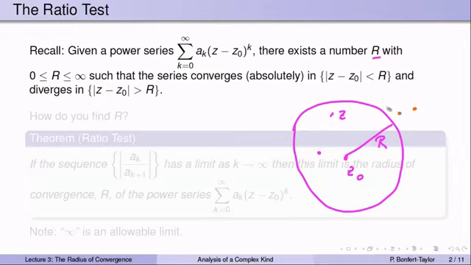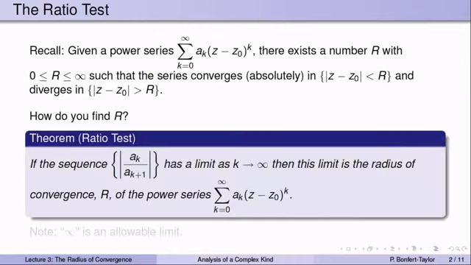On the boundary, we had no conclusive answer. Either convergence or divergence could happen. But how do you find this r? We know it exists, but how do you find it? Here's the first idea on how to find such an r.